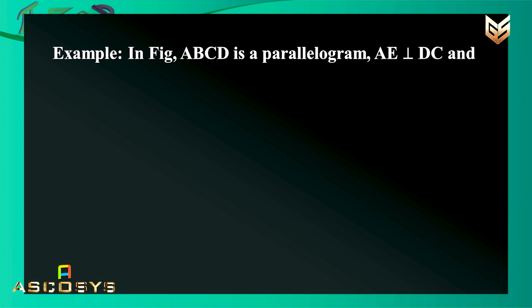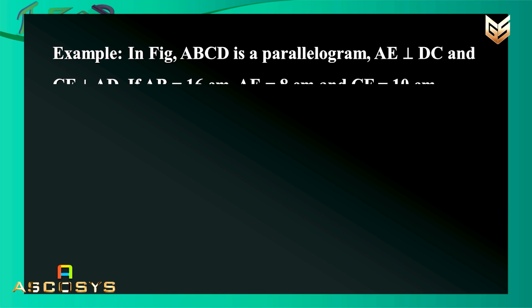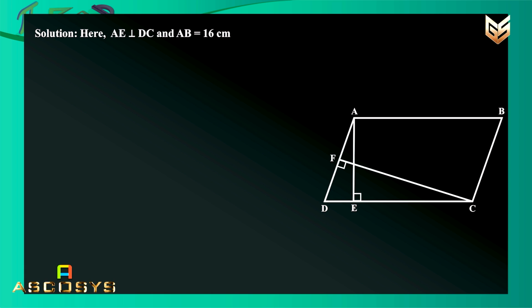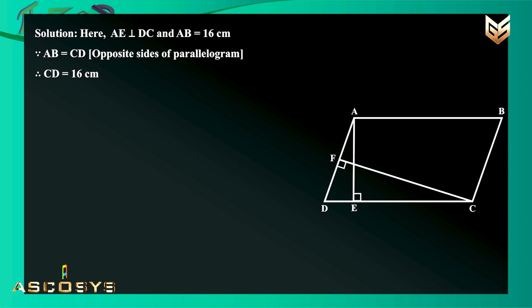As you can see in the figure, ABCD is a parallelogram where AE is perpendicular to DC and CF is perpendicular to AD, and AB is equal to 16 centimeter, AE is equal to 8 centimeter and CF is equal to 10 centimeter. You need to find the value of AD. Now, AB is equal to CD. Why? Because we know that the opposite sides of a parallelogram are equal. Therefore, CD is also 16 centimeter.